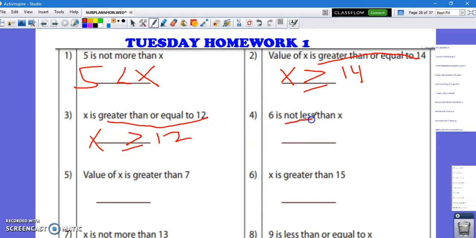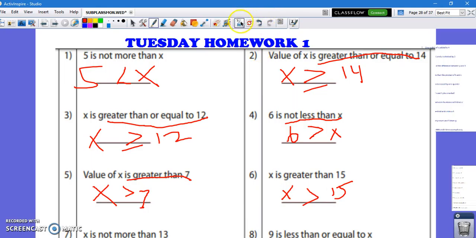6 is not less than x. What's the opposite of not less? Greater than. So if 6 is not less than x, 6 should be greater. So 6 is greater than x. Your next one, value of x is greater than 7. Whoops, that's supposed to be a 7. I know I can write that better. And number 6, x is greater than 15.